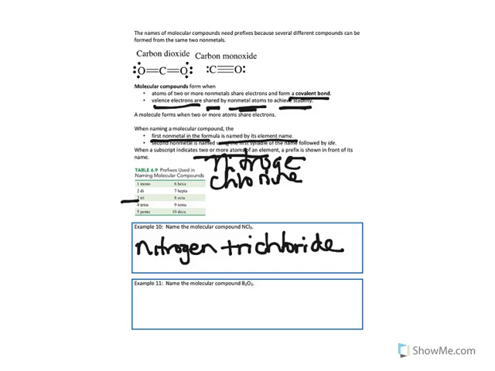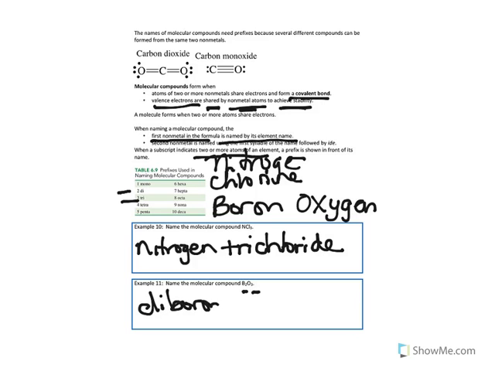Okay, let's try another one. We have B2O3. We have 2 elements. If we look at the periodic table, we will see that B stands for boron and O stands for oxygen. So we have boron, but there are 2 of them. So if we look at our prefixes here, we have diboron. We have 3 oxygens, so that is tri. And then, of course, we change the oxygen to oxide.